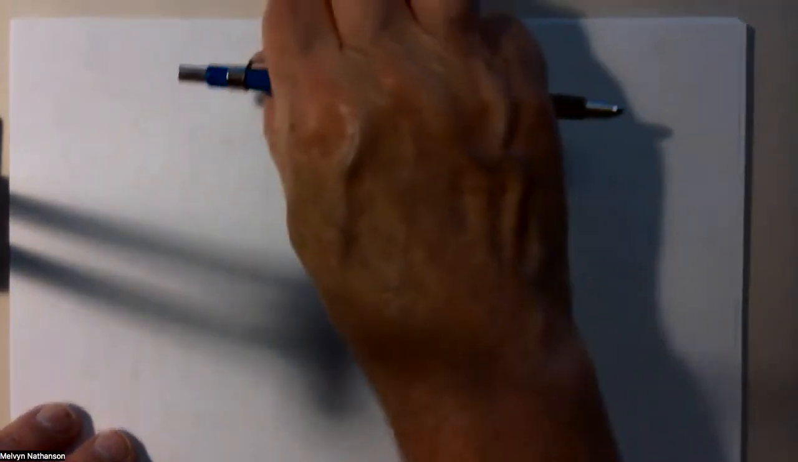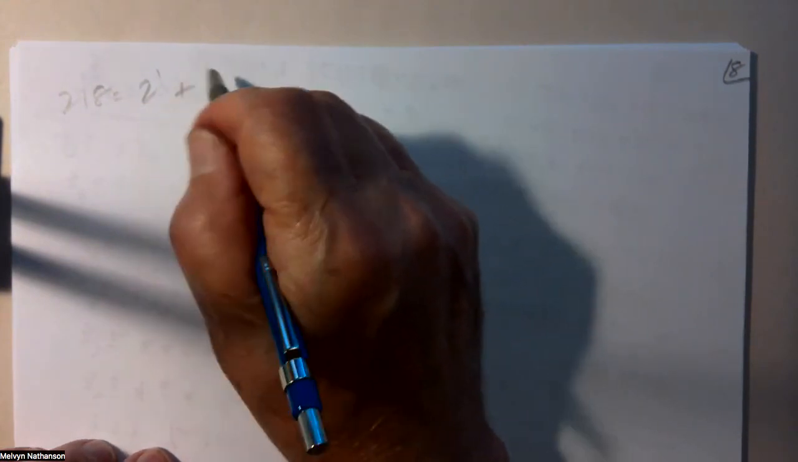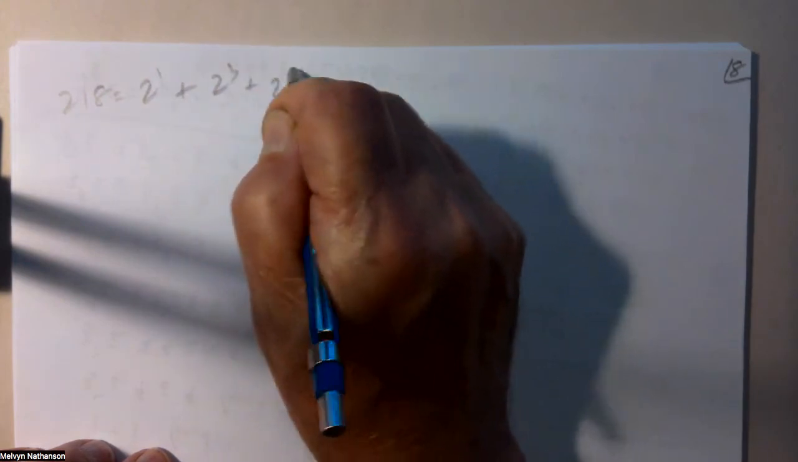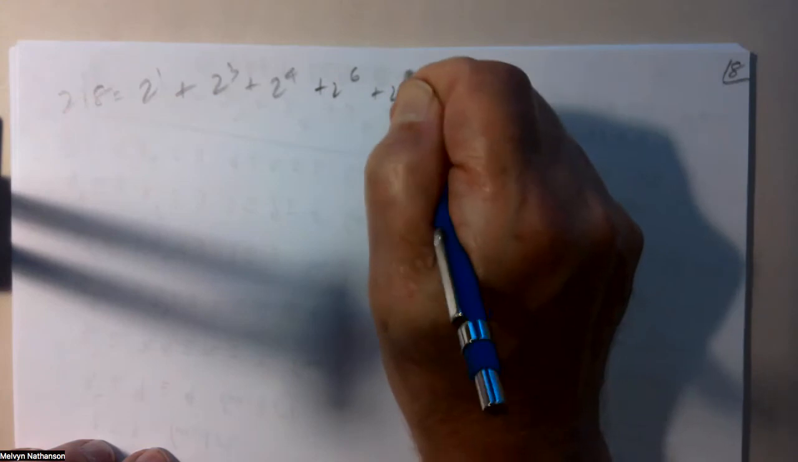Okay, let me just write this down again at the top of the page here. 218 is 2 to the first power plus 2 cubed plus 2 to the fourth plus 2 to the sixth plus 2 to the seventh.